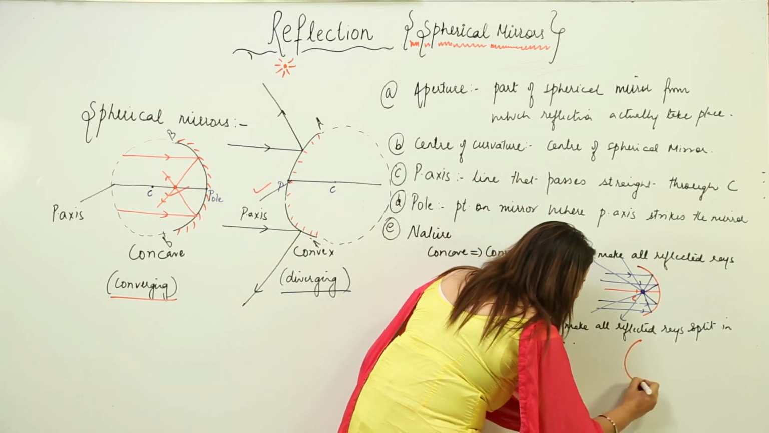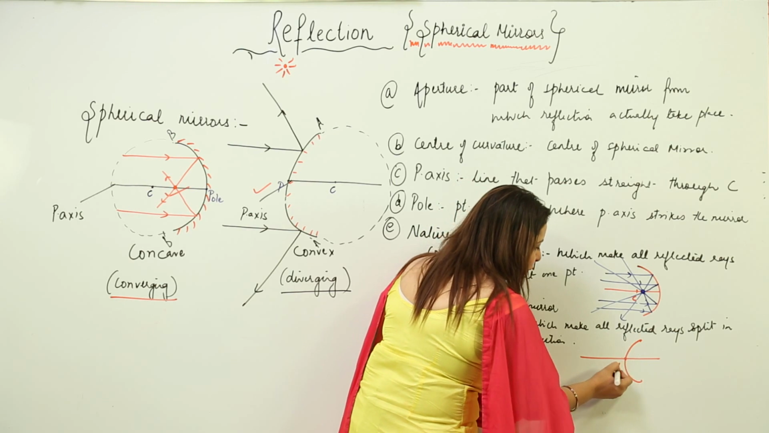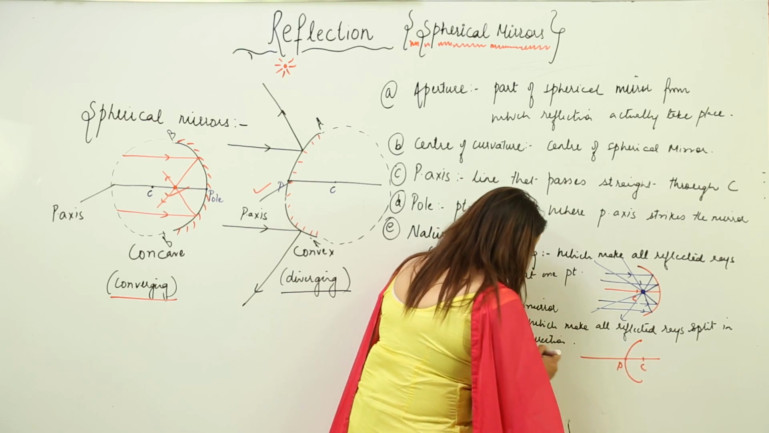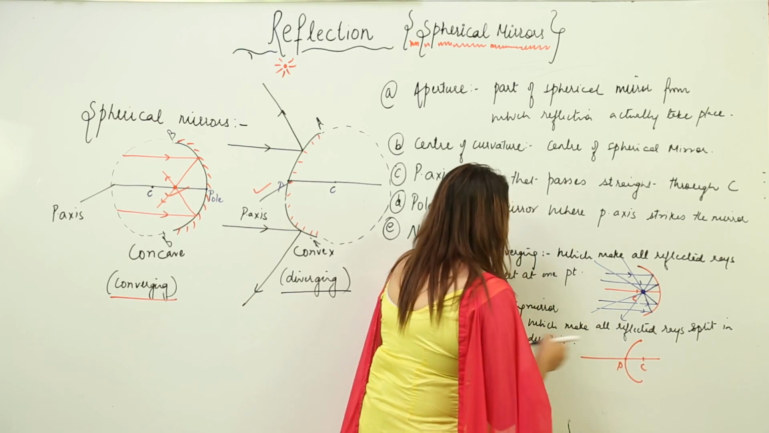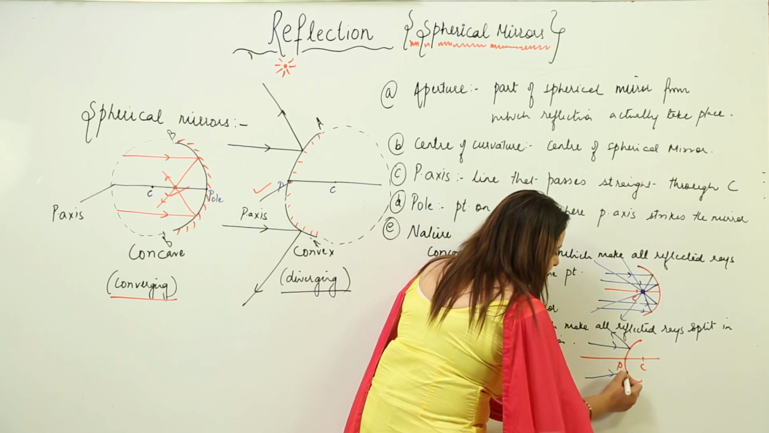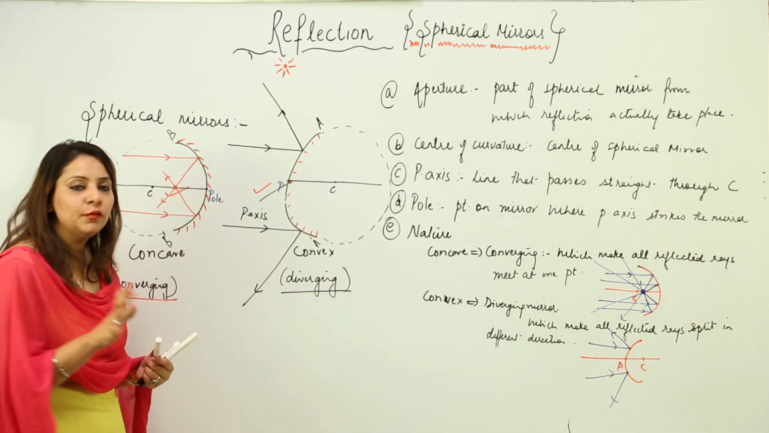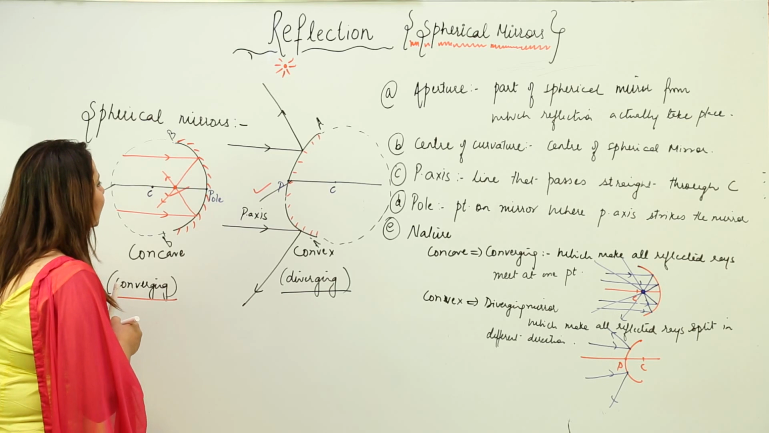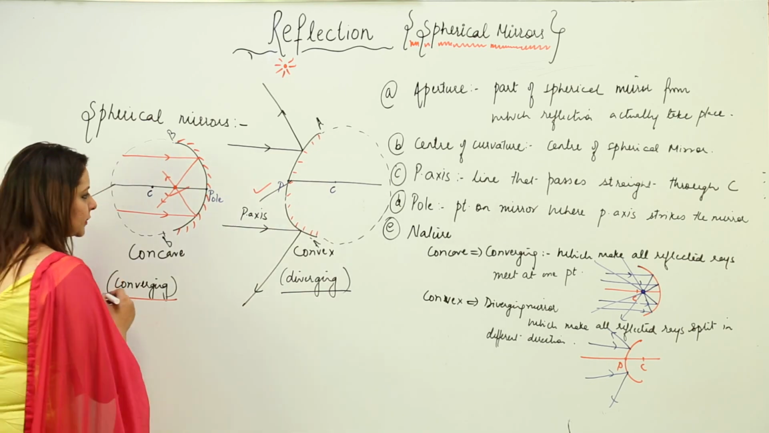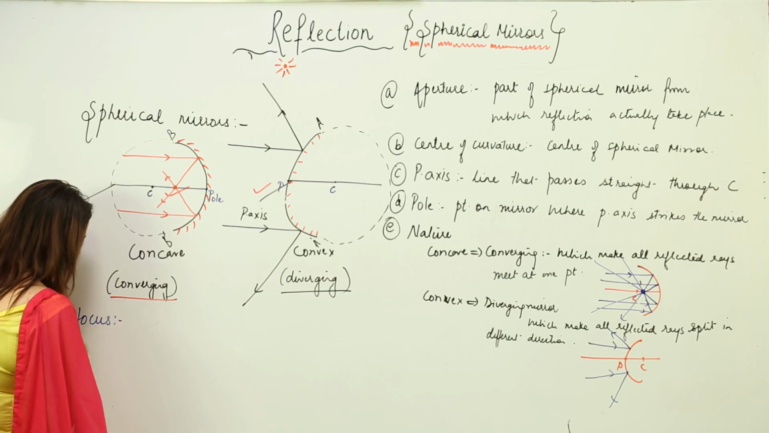I am just drawing a figure again. So let's say this is my convex mirror, principal axis, pole, center of curvature. This ray is falling, and it reflects back. So it is splitting in different directions. So this is what we mean by saying diverging mirror. Now we have another term, focus.